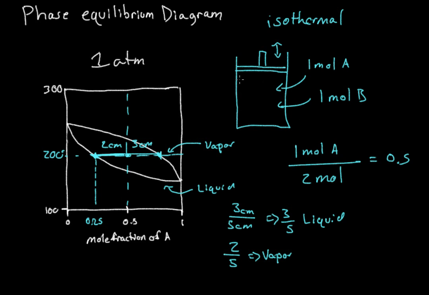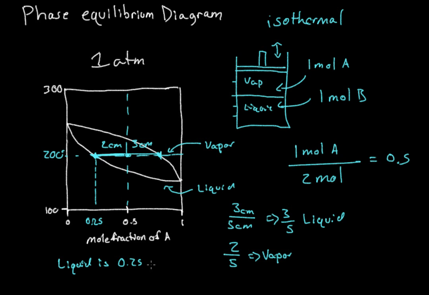So this is the liquid, and this is the vapor. And the liquid has 0.25 mole fraction of A in it. If we wanted to know the actual moles in it, we would say that.